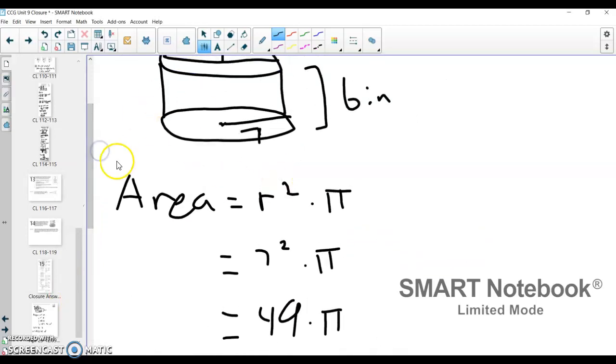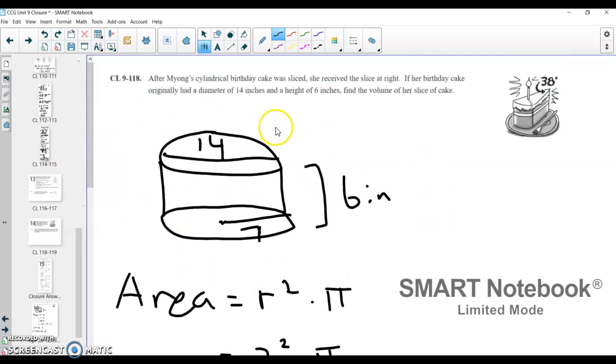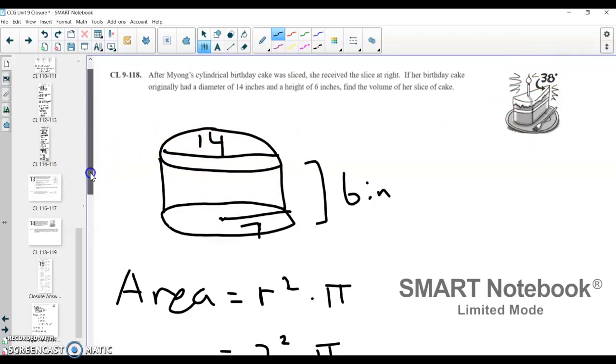So I got the volume of the entire cake now. I found the area of the base, multiplied that by the height, and got the volume of the whole cake. But I just want the piece of that cake. I just want her slice. And you have to use the picture over here for that. It says that her slice of cake was 38 degrees. That's like that central angle of her piece of cake, which means that's 38 degrees out of the total 360 degrees here. And so that's the portion that I'm going to multiply the volume by.